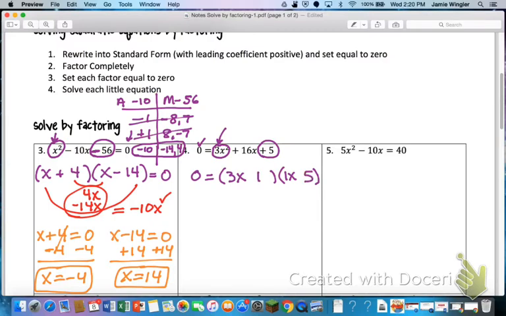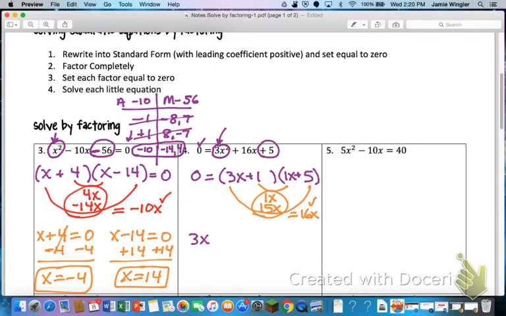The last term's positive, so the signs are going to be the same, and the middle term's positive, so these are both going to be positive. You can use that chart that you had on your notes that I gave you last time to help you with the signs. We do need to check our smiles to make sure we got this right. 1 times 1 is 1x, and 3x times 5 is 15x. When we add those together, we do get the 16x in the middle. So we know we're right, which means we can go on and find our answer.